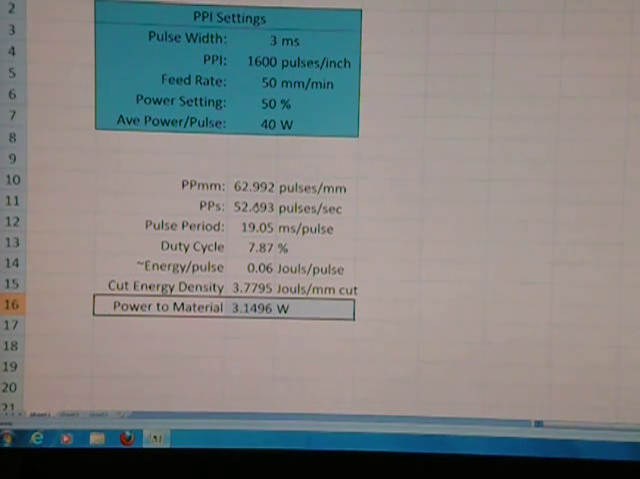And so I guess the long and the short of it is PPI is very, very useful for being able to control the power to the material and the cut energy density, so you can fiddle with your cut depth and cut quality fairly easily. And this is just a phenomenal improvement in cutting over strictly on-off control.